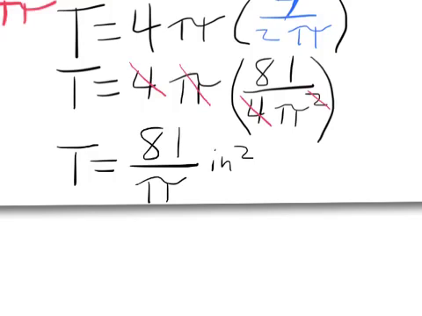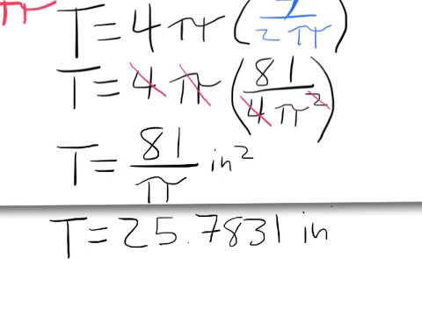But now, if we wanted to go to decimal, we could do 81 divided by pi in our calculators, and we should get something like 25 point, I'll do a few decimals, 7.831 inches squared. So that's what the exact answer is when it's translated into a decimal answer. This is the actual exact answer.